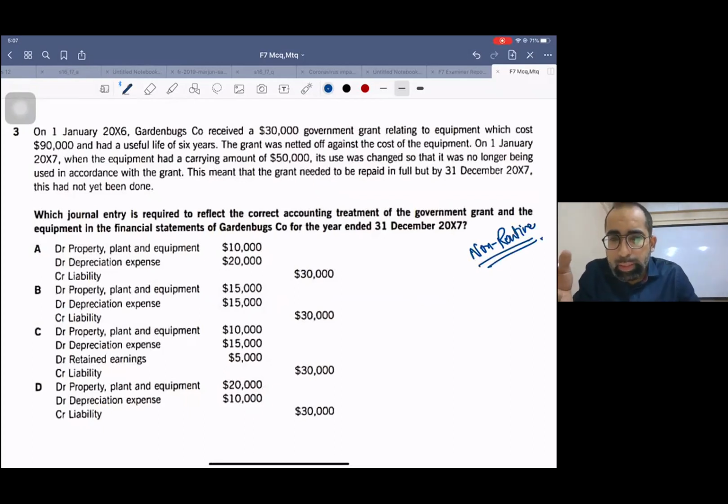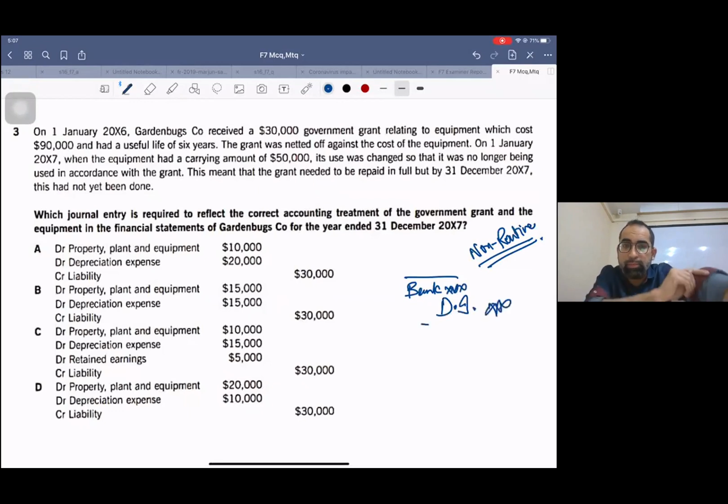Plus in IAS 20, normally we use the deferred income approach. Remember, normally we make this entry: bank debit and deferred income credit. Please, all of you be very active. Bank debit and deferred income credit. But sometimes a net off approach is applied. Let me revise it completely.